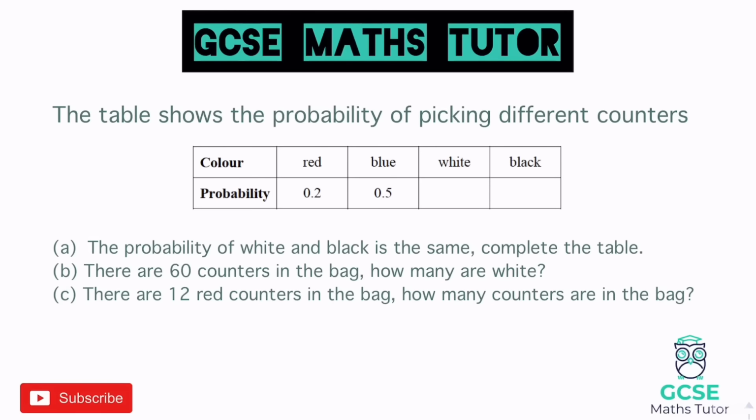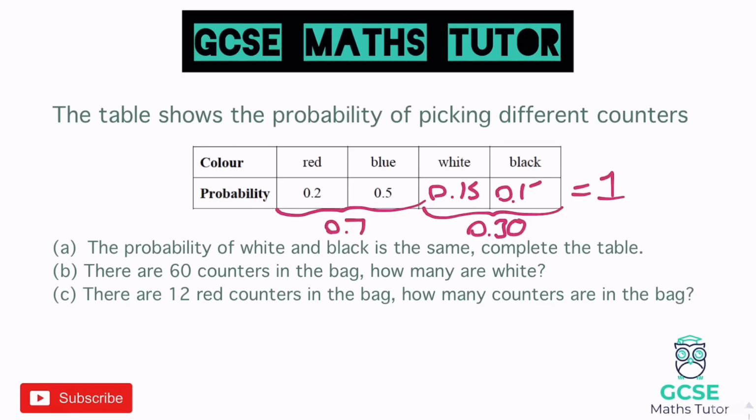Okay, the table shows the probability of picking different colours. So we have red, blue, white and black, and it says the probability of white and black is the same, complete the table. So at the moment, we've got these two which add up to 0.7, and probabilities have to add up to 1. Now what we've got left over there is 0.3. I like to think of it as 0.30 because if they're both the same, we're going to have to halve that, and half of 30 is 15, so it's 0.15 for both of those, and now they add up to 1.